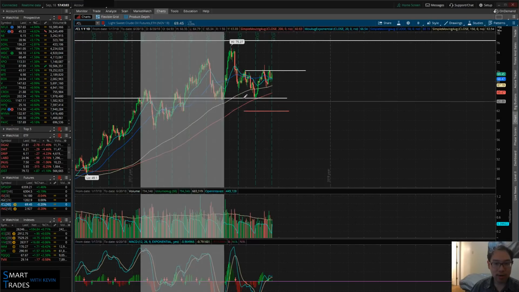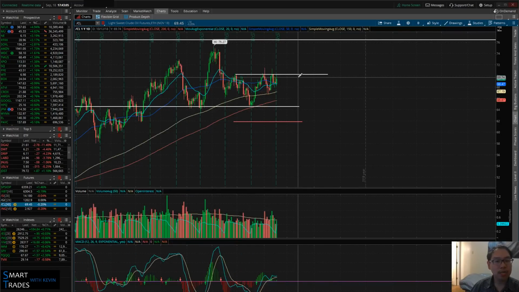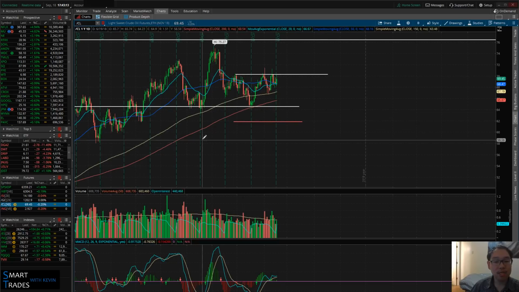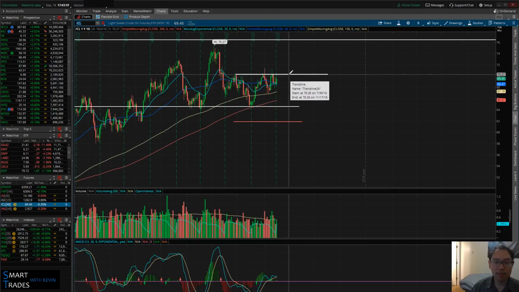However, I have to reiterate that we are still on an uptrend, right? And we've tested this resistance a couple of times. So crude oil is still looking good in my opinion. There's really nothing wrong with this chart in terms of a possible break of this resistance. We haven't seen it yet, but it's possible.